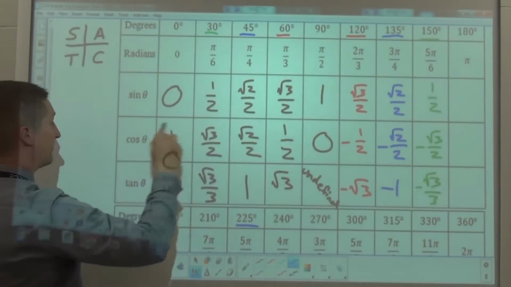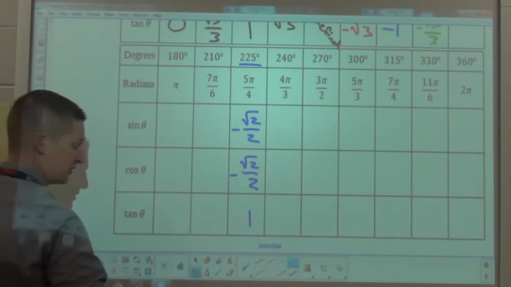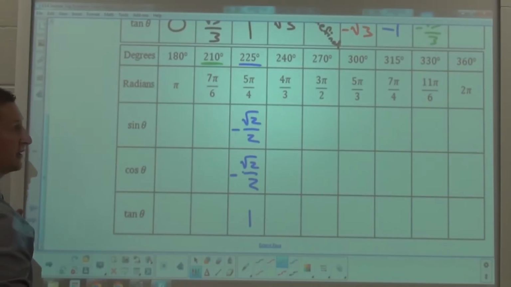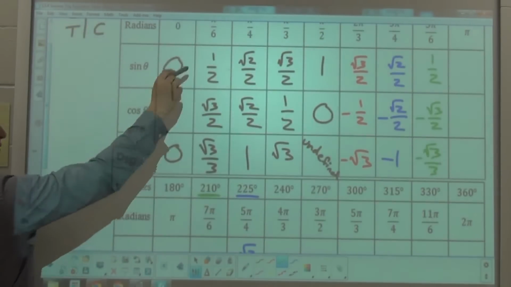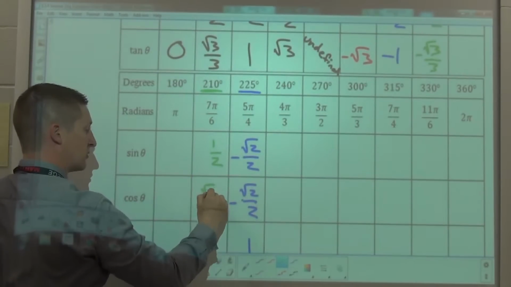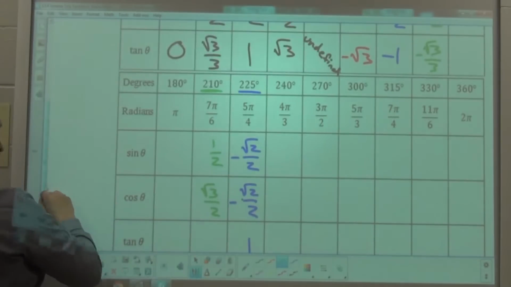Now, how about the next 30 degree reference angle? So 30 goes to 150. Well, the next angle with a reference angle of 30 is going to be 210 because it's 30 degrees past 180. So again, these angles, 1/2, square root of 3 over 2, etc., are going to jump down here. 1/2, square root of 3 over 2, and the square root of 3 over 3.